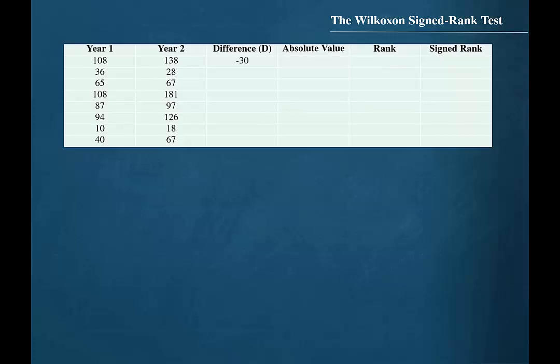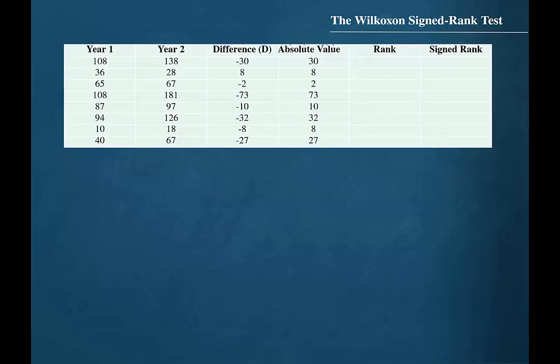We will subtract the year 2 value from the year 1 value and find a difference of negative 30 in the first row. The absolute value of negative 30 is 30, which we will place in the next column. We will carry out this process for each row in the table. Next, we will find the rank for each of the values in the absolute value column.